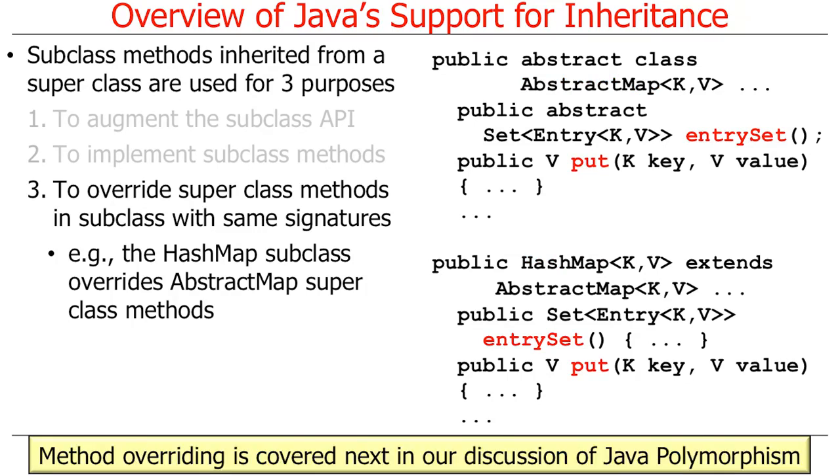Method overriding enables a subclass like HashMap to transparently customize the behavior of a superclass like AbstractMap, as we'll discuss next in our coverage of Java polymorphism. This upcoming discussion will also explore the ways in which AbstractMap methods can be overridden to define different mechanisms for associating values with keys in a map and returning a view of the mappings contained in a map.